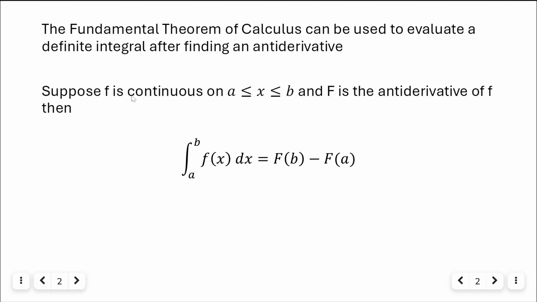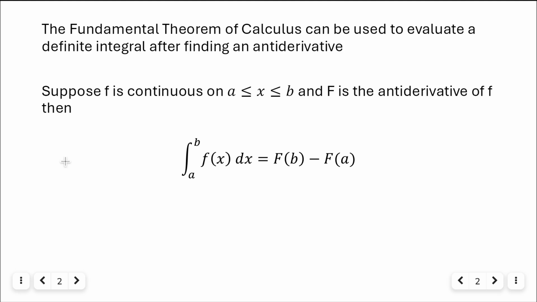The fundamental theorem of calculus can be used to evaluate a definite integral after finding an antiderivative. Suppose f is continuous on a closed interval from a to b, and big F is the antiderivative of little f. Then the integral from a to b of f of x dx is equal to big F of b minus big F of a. So basically what we're doing is the following.